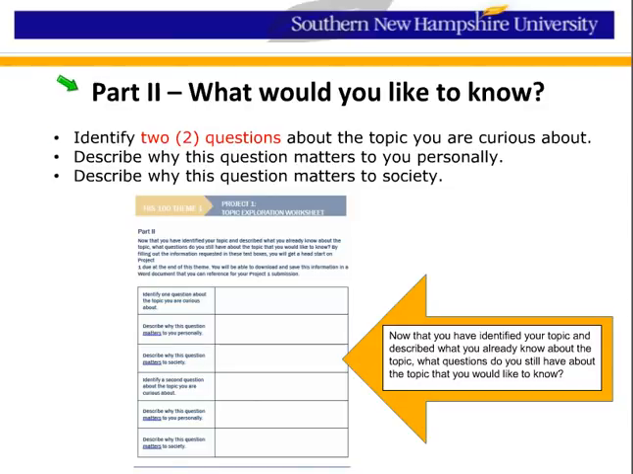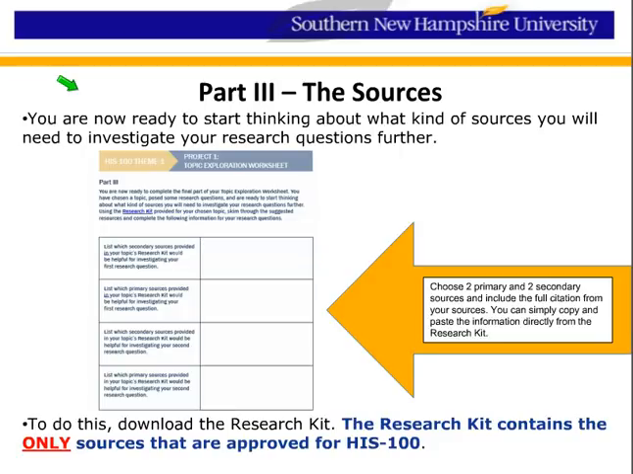Now that you have identified your topic and described what you already know about that topic, what questions do you still have that you would like to know? So, you will identify 2 questions about the topic you are curious about. First, describe why this question matters to you personally. And second, describe why this question matters to society.